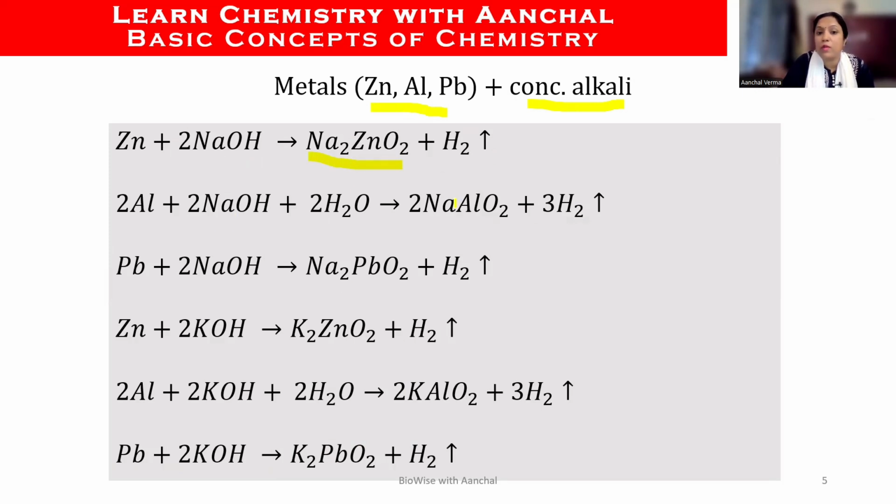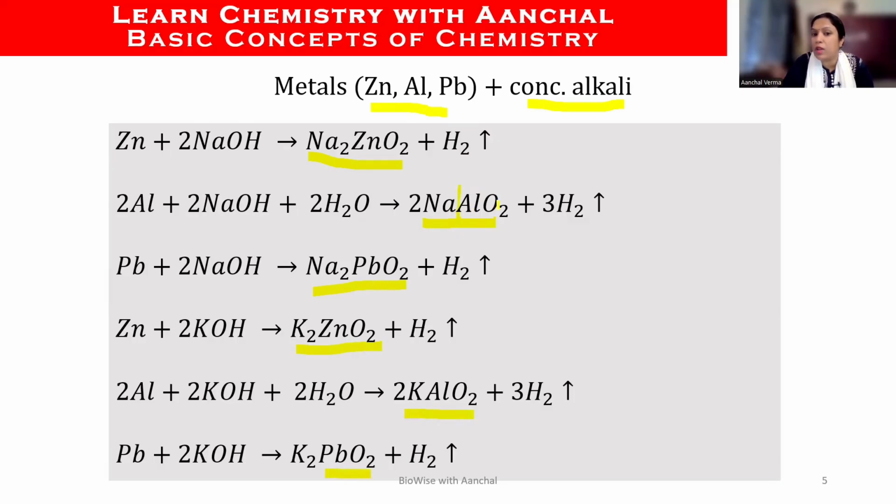Then you have aluminium giving sodium aluminate, sodium plumbite, potassium zincate, potassium aluminate, and potassium plumbite. Now, children, if these kinds of salts are given to you, you can easily find out the valencies of these ions. Take the aluminate ion. See here. What is the charge of the aluminate ion here?